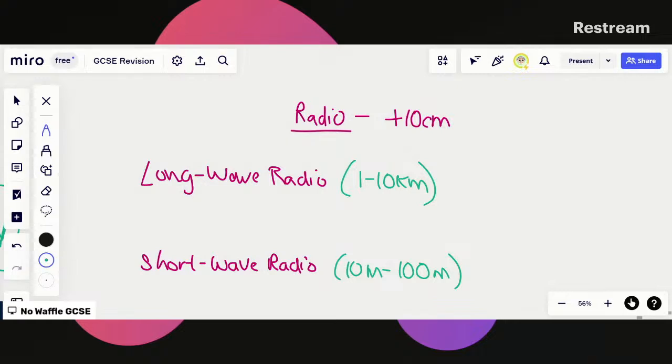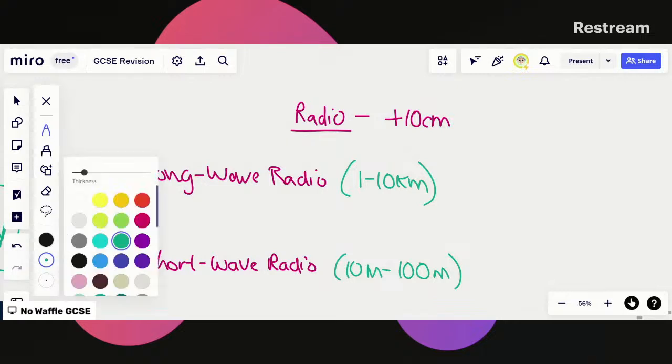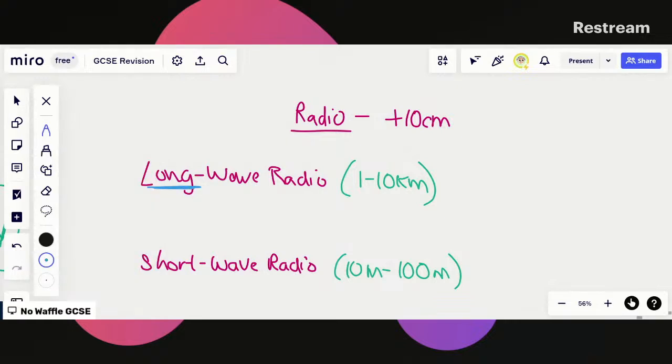And the reason why is not only because we call it long wave because of its long wavelength, but also because the long wave radio does something called diffracting, and that just means bending. So the long wave radio diffracts or bends at the curvature of the Earth.